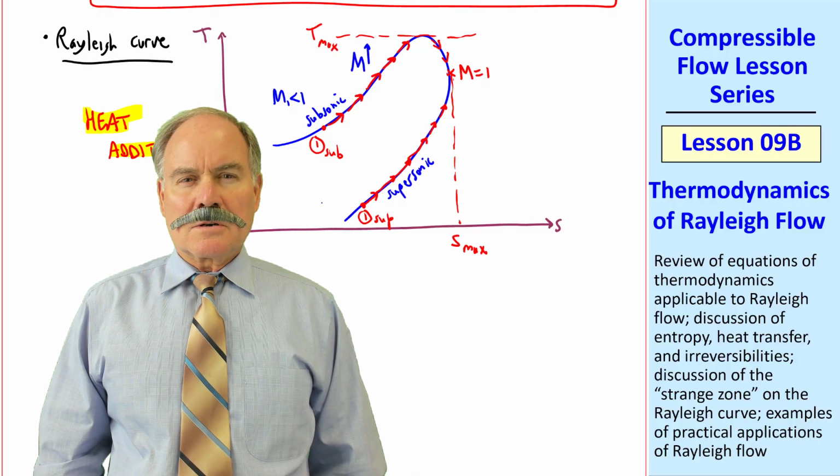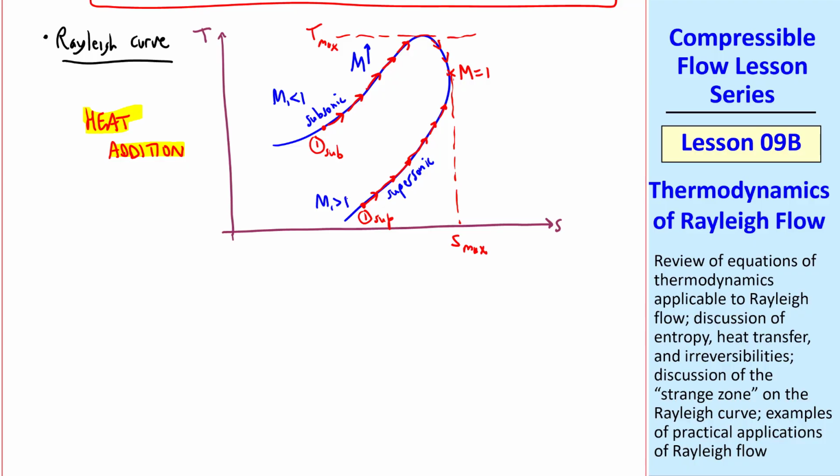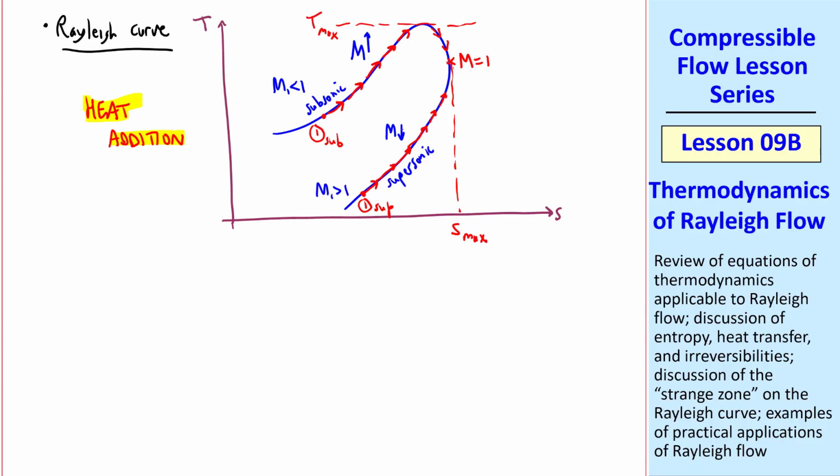For the supersonic case, M1 is greater than 1, so M decreases as we add heat. In both cases, Mach number approaches 1 as we add more heat. Now think about this. If we start subsonic at 1 and keep adding more and more heat, we eventually reach Mach number 1. But if we keep adding heat, we can't go supersonic because then S would be decreasing.